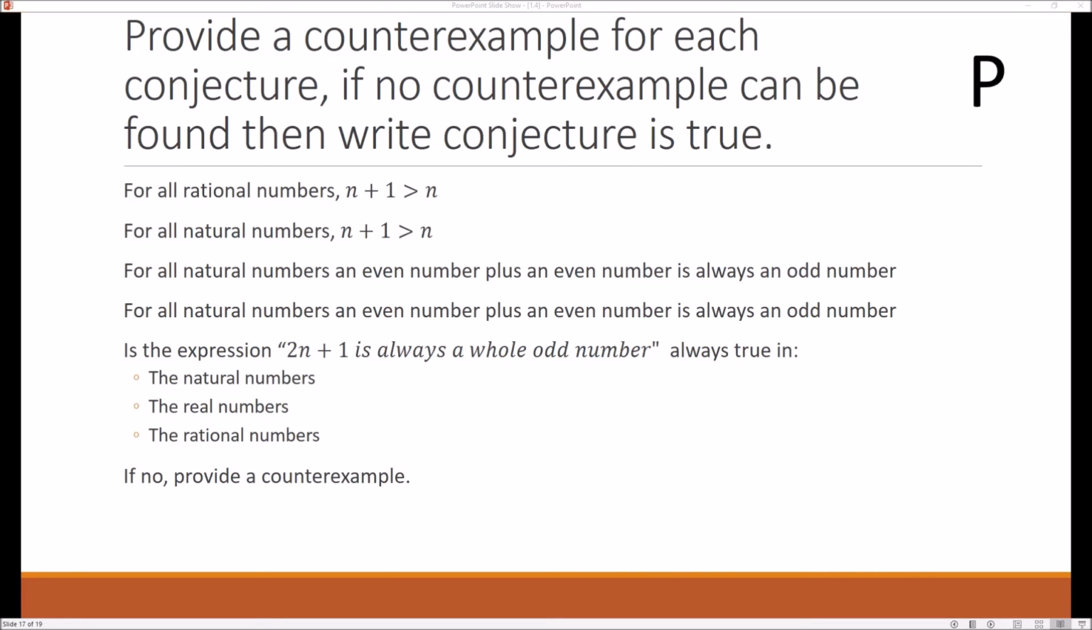Provide a counterexample for each conjecture. If no counterexample can be found, then write this conjecture is true. So this is your participation. This goes on your participation sheet. We had the other question where you found n equals 8, I believe, for the other problem that wasn't written down. Make sure this goes after that n equals 8 problem for me. Go ahead and pause the video because I'm going to move on to the next slide. And then make sure you understand these numbers. You can always look them up or message me about them. They should be in your notes. I know my Tuesday class may not have had a chance to get them.